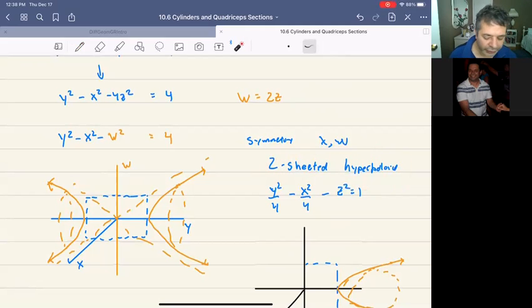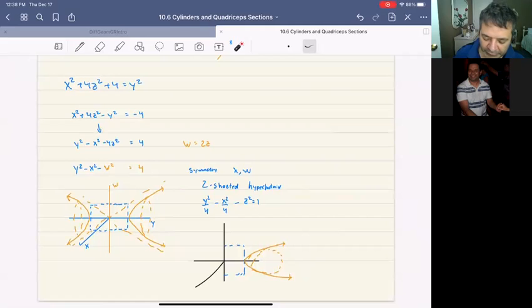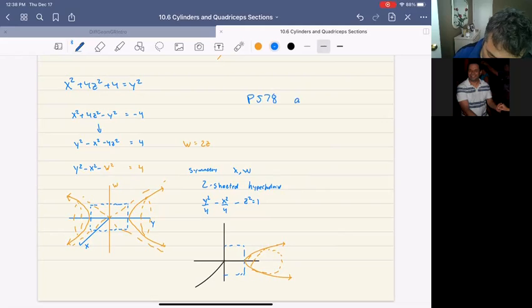There is a chart on page 578 in your textbook where you can get all the different quadric surfaces. But I actually like to just try to draw it, try to see which one I can find symmetry in, by playing around with it, which one is the odd man out, and then drawing the two-dimensional picture and then rotating it around the appropriate axis. Okay?